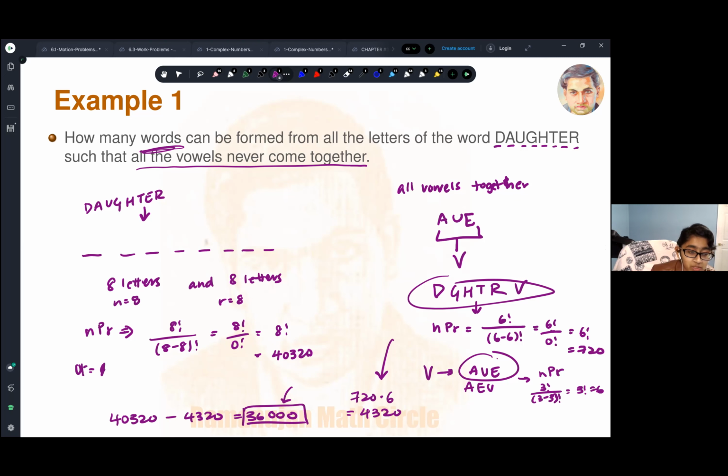So that is a lot of counting to do, 36,000. There's no way we would get that in the time. We might not even get it right if we counted each possibility such that all vowels don't come together. So that's how you solve the question. We applied complementary counting here, we applied permutation, so nPr, and we applied the multiplication principle. That's really important.